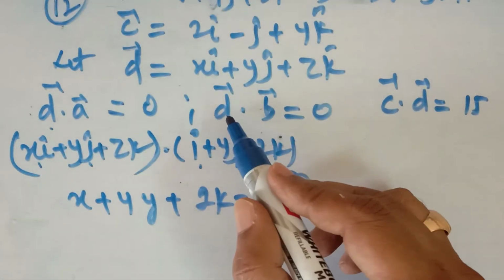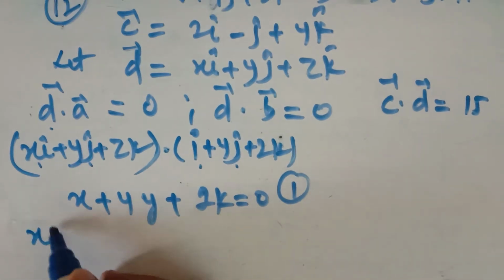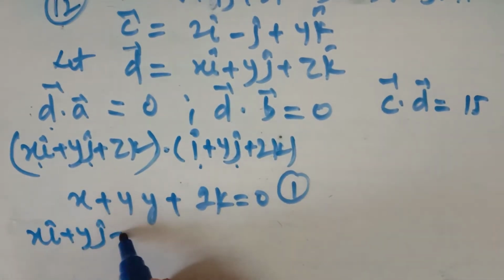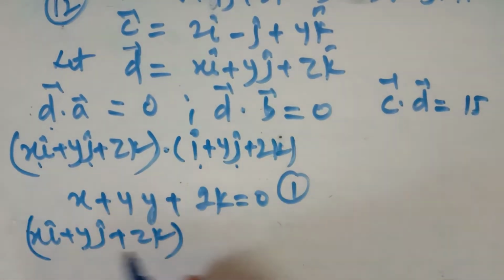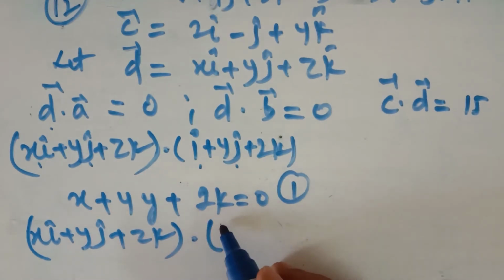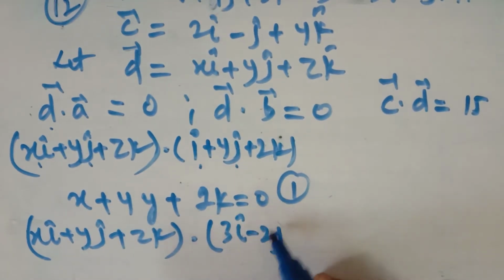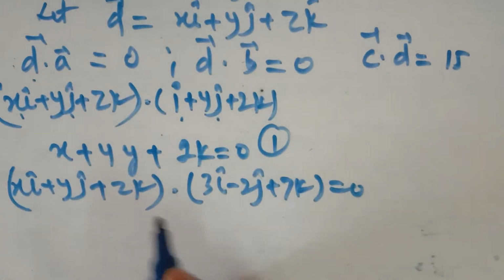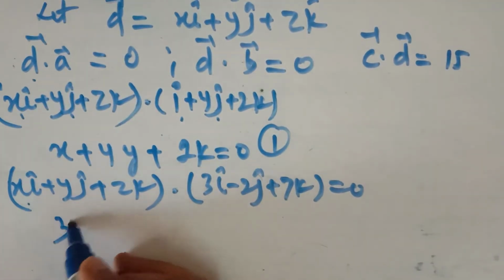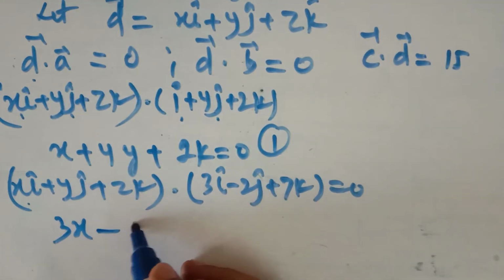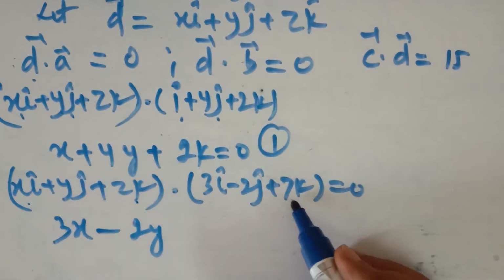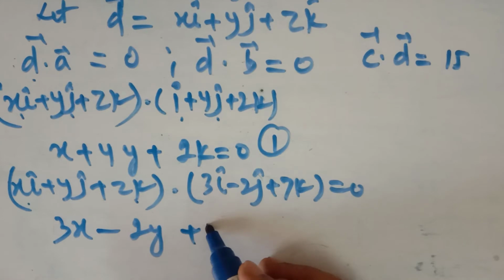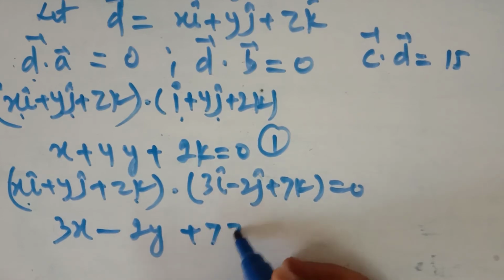Similarly, when you find the dot product of D and B, xi plus yj plus zk dot B, where B is 3i minus 2j plus 7k, it is equal to 0. Find the dot product: x into 3 will be 3x, y into minus 2 is minus 2y, and z with 7k will be 7z, equal to 0.